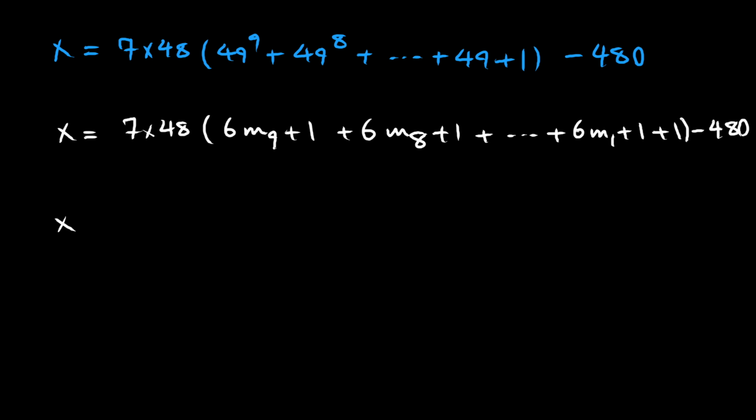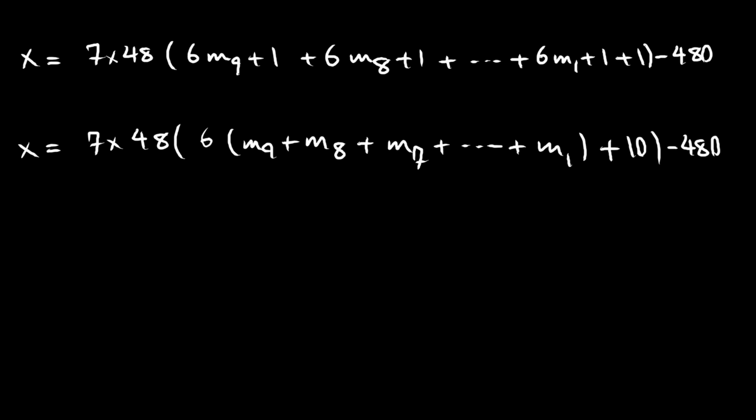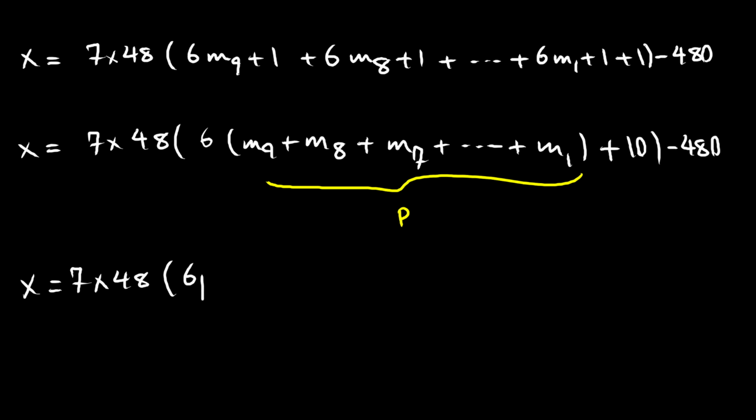Now we can factor out these 6's, so we will have 6 times m sub 9 plus m sub 8 plus m sub 7 plus so on and so forth, m sub 1, and we have 10 times 1, so it's going to be 10. And then we can go ahead and replace this sum with an integer like p. So x is going to be 7 times 48 times 6p plus 10 and then minus 480.